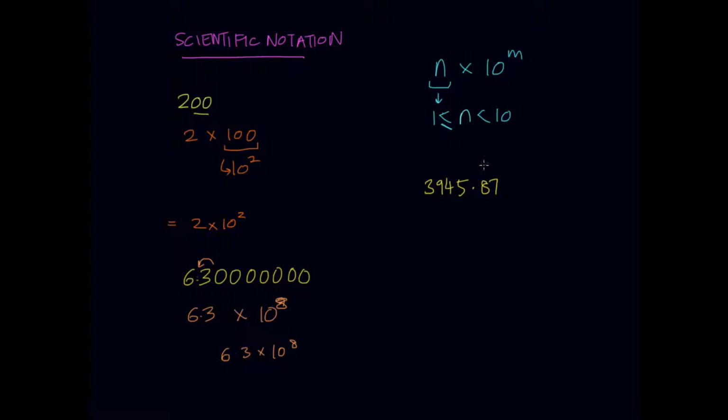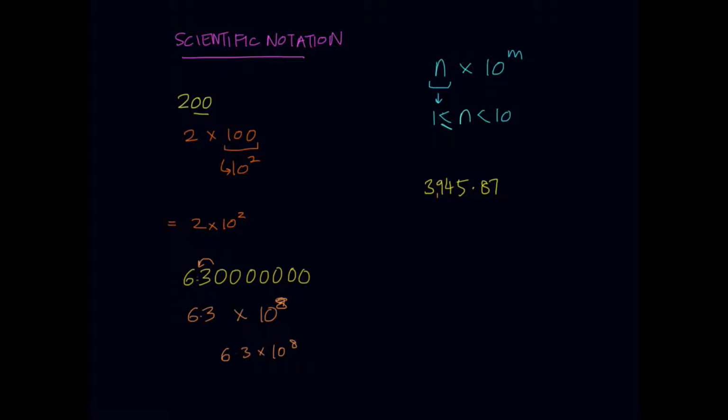Now, let's first decide what our value of n can be. N definitely can't be 3,945 because that's much, much greater than 10. So looking at this number, the value that will fit our range here is going to be 3 point something, right? 3.94587 can definitely fit the range. If we decide to shift the decimal here and we do 39.45, then that still is much, much bigger. So we have to go back and put the decimal here, because this would be the only value which would fit the range.